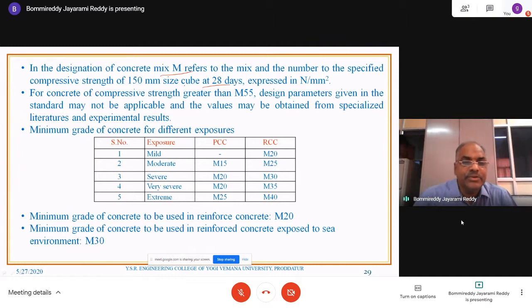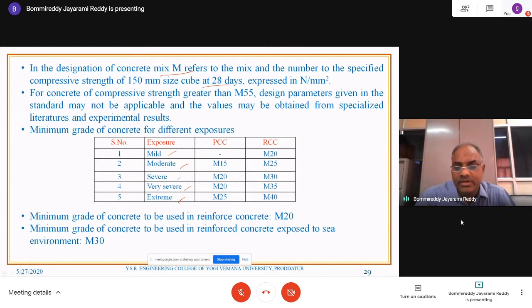Okay. So here is the minimum grade of concrete at different exposures. Several exposures are there: mild exposure, moderate exposure, severe exposure, very severe, extreme exposure. So the concrete structures may be constructed normally where the environment is not adverse. Environment is normal, then it is mild.